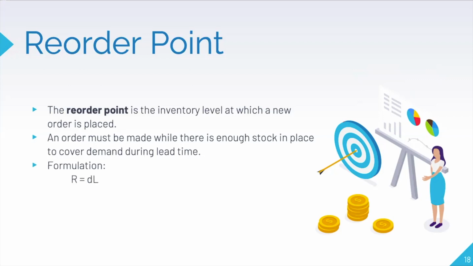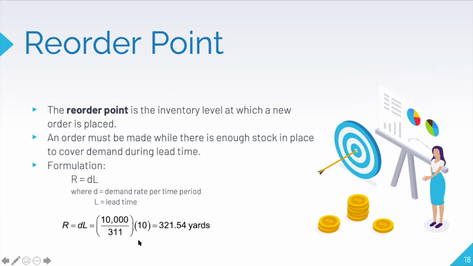So the formulation is reorder point is equal to D times L, where D is the demand per day and L is the lead time. So for example, in our example, the demand per day is 10,000 divided by 311, kasi 311 days daw yung annual days, times 10. This is assumption lang. So sa supplier nila, kunwari, normally they receive their orders 10 days after they place an order. So that would be 321.54 yards. Meaning, kapag ang inventory mo ay nasa 321.54 yards na, you need to place a new order already.